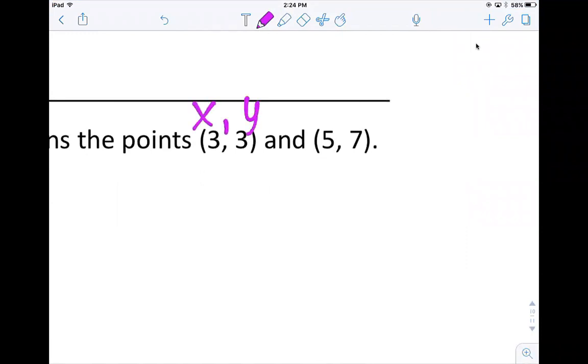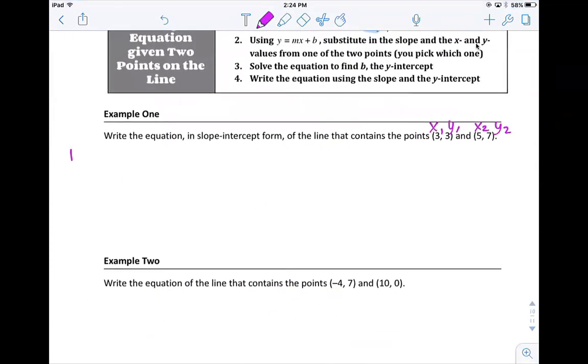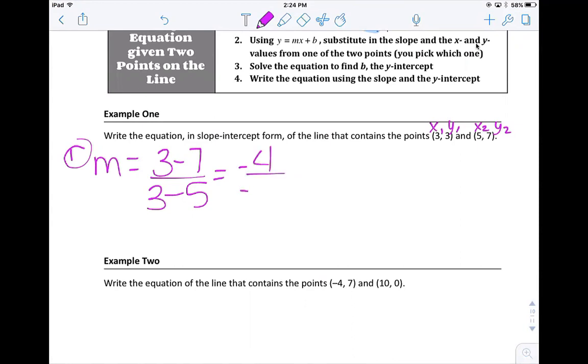So first thing, I'm going to identify my x1, y1, x2, y2. So step 1, the little 1, says to find the slope. So we are going to do y1 minus y2 over x1 minus x2. So we are going to take 3 minus 7, which is -4, over 3 minus 5, which is -2, which is going to simplify to the number 2. So we did step 1. Step 1 was to find our slope. We found it. It is 2.